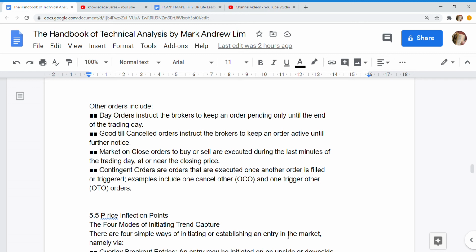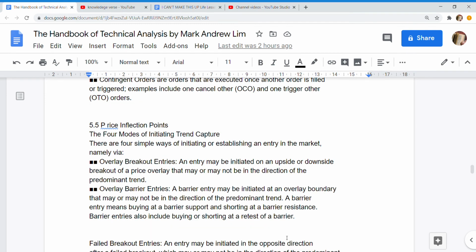The 4 modes of initiating trend capture. There are 4 simple ways of initiating or establishing an entry in the market. Namely via overlay breakout entries. An entry may be initiated on an upside or downside breakout of a price overlay that may or may not be in the direction of the predominant trend.